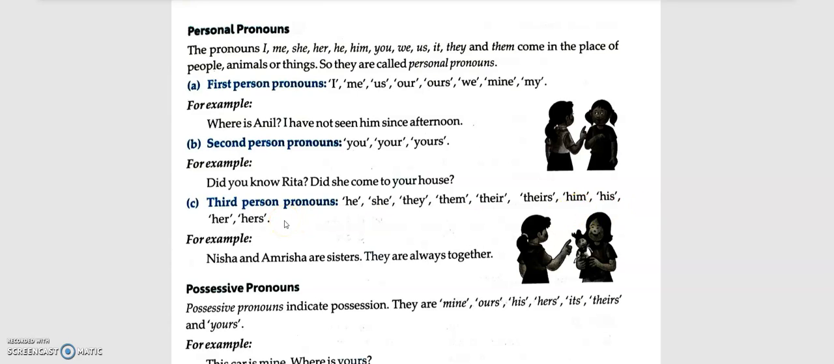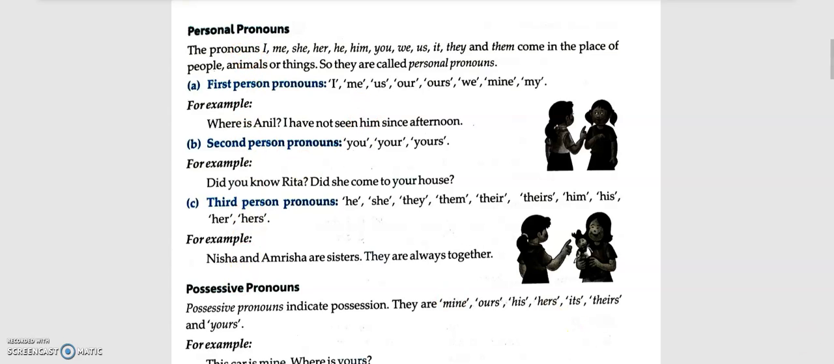For example, when we are talking about people that are not with us, somewhere else. Nisha and Amrisha are sisters. They are always together. So it is a general statement. These two are sisters. They. They here is the third person pronoun. They are always together. So this is the first type of pronoun, personal pronoun.